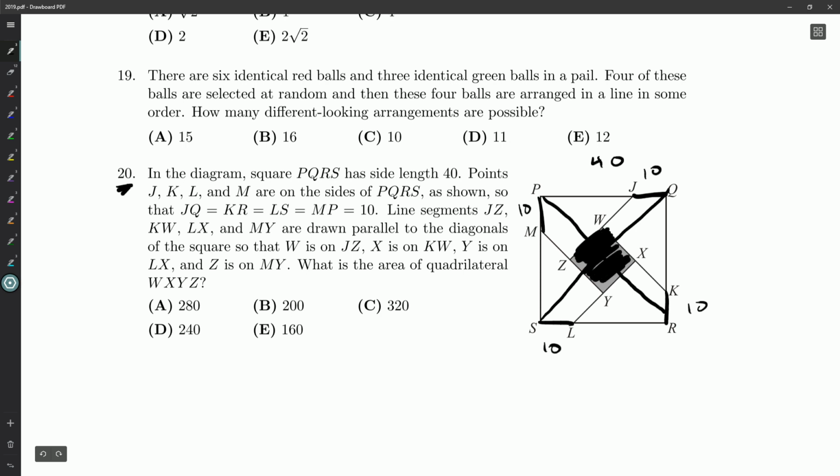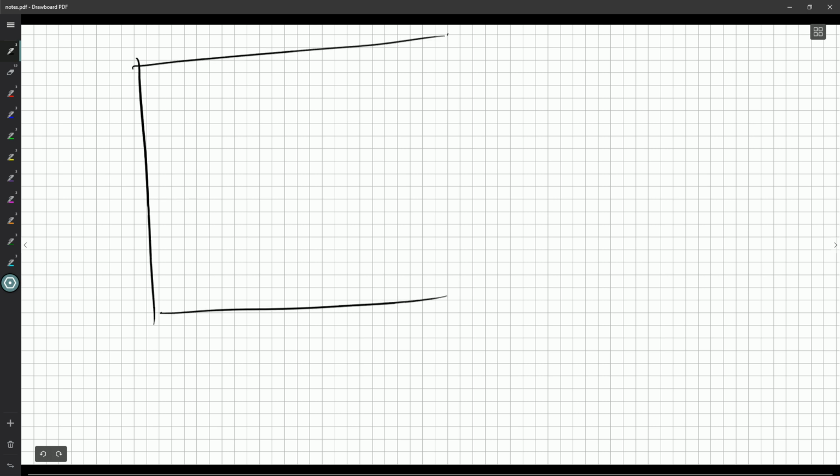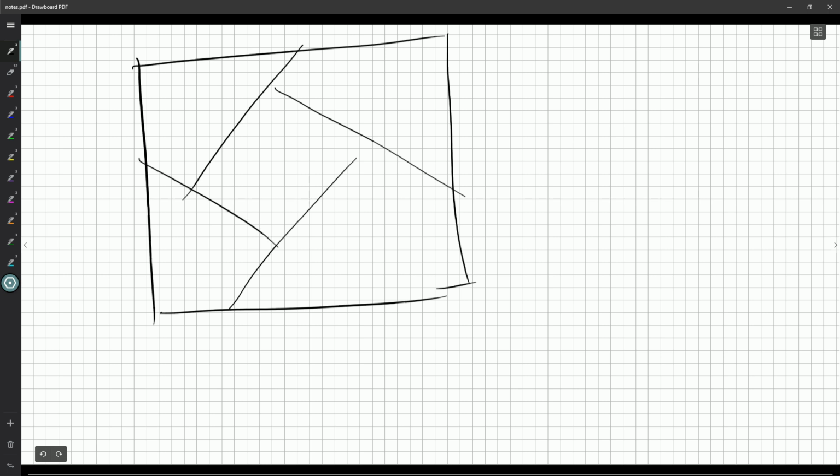I would say by symmetry it's clear that WXYZ should be a square. I'll see if we can prove that in any way, but that won't be hard to prove. So it's a square. It's just a question of what its side length is, really. So we've got this, that's the rough idea. It doesn't have to be a fantastic picture.